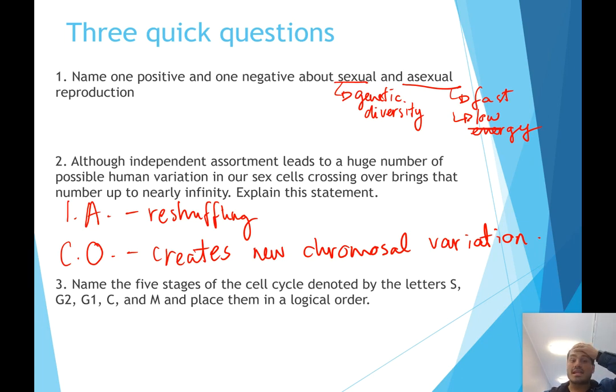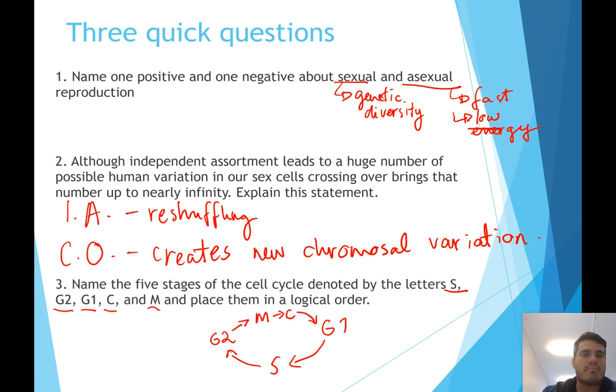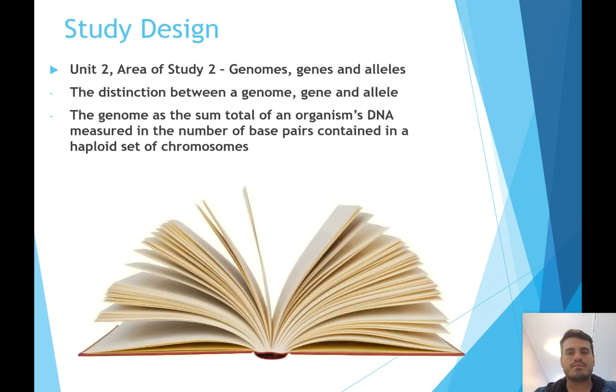Okay, question 3 says, name the 5 stages of the cell cycle denoted by the letters S, G2, G1, C, and M. All right, so we have synthesis, gap 2, gap 1, cytokinesis, and mitosis. Okay, and if we're going to place them in a logical order, I like starting over here with G1, and then we're going to go synthesis, so gap 1, synthesis, gap 2, mitosis, cytokinesis, and then back to gap 1 because we're talking about a cycle.